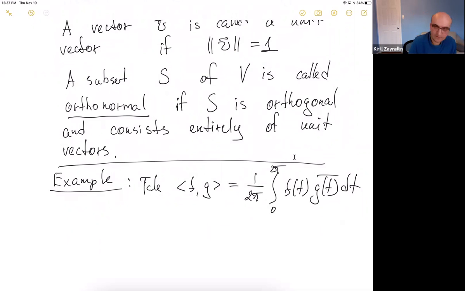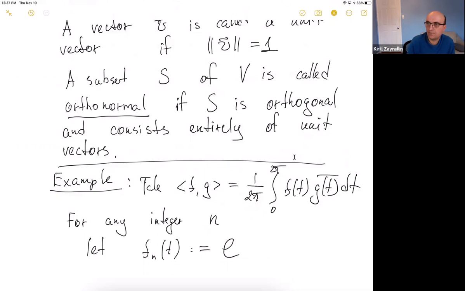Now, for any integer n, let's just look at the following function. Let me denote it by f sub n of t, and let's just set it to be the following. So I take the exponential function, e to the power i n t. What's this? By the way, one has to be careful. Let me first write where t is from this interval.